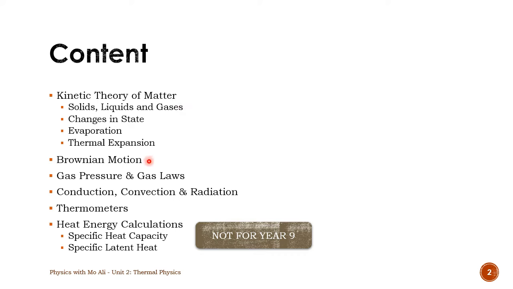Following that, we're going to talk about gases by talking about Brownian motion. It's a very simple experiment. We're going to review what happens when a gas applies pressure and what affects the pressure of a gas, which we call the gas laws. We'll then move on to conduction, convection, radiation, which are the methods by which heat is transferred. And finally, we're going to talk about thermometers.